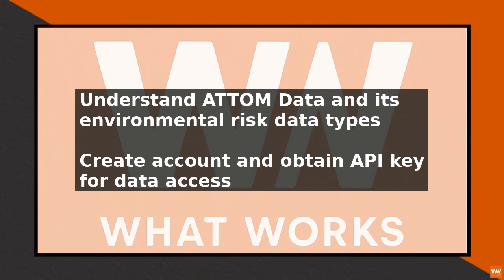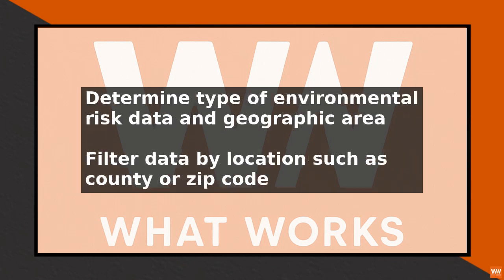To start importing ATTOM data environmental risk data, you need to create an account on the ATTOM data website and obtain an API key. The API key is used to authenticate your requests and access the data. Once you have the API key, you can use it to make API requests to retrieve the environmental risk data.